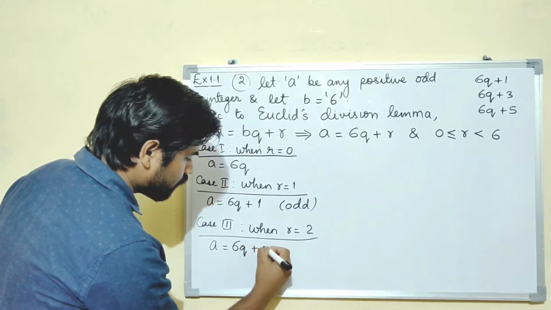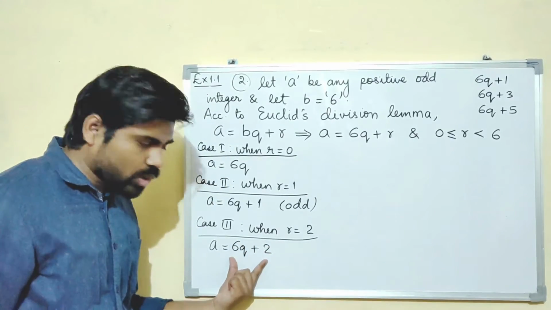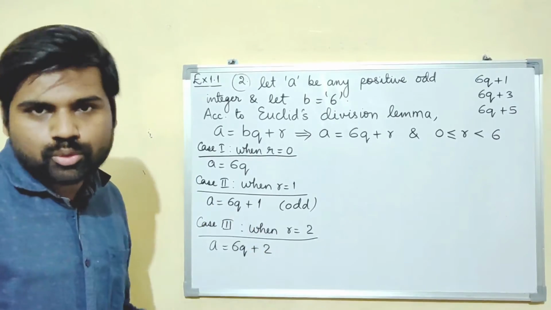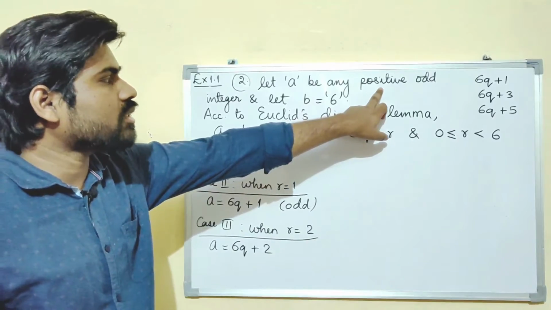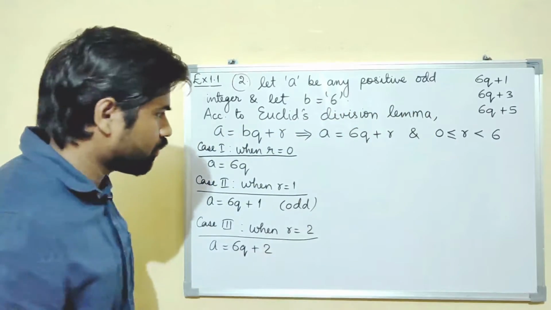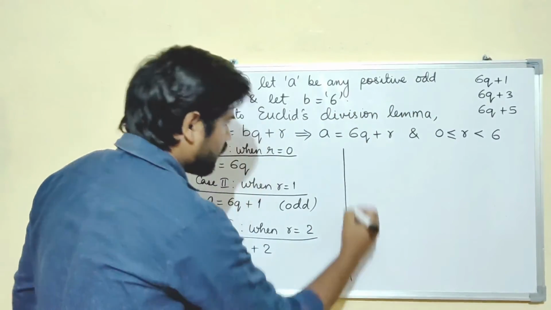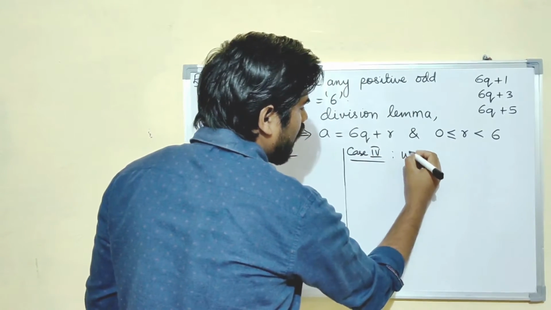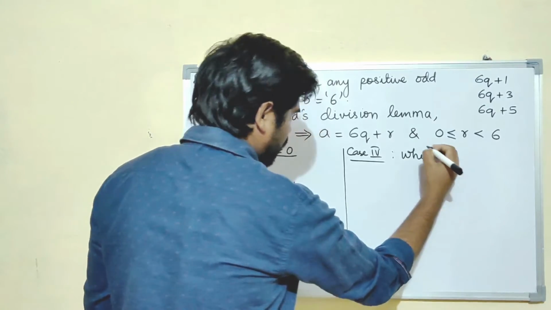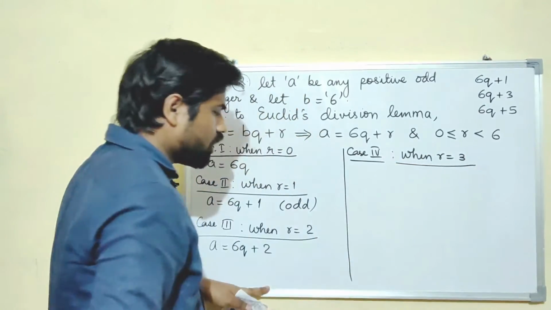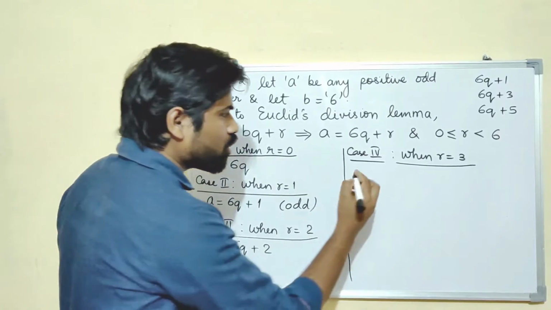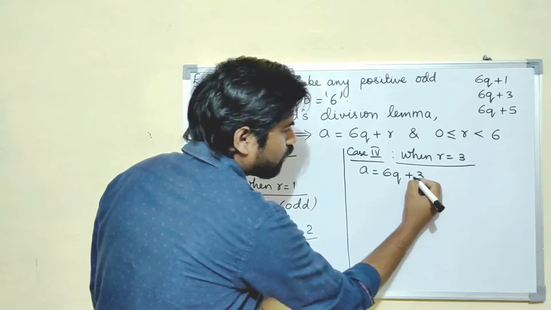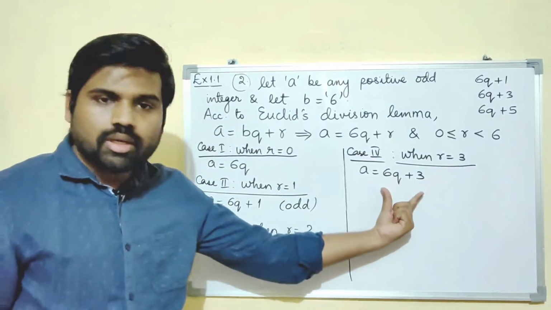As you can see, you can take 2 as common here. So that means this is even and it is of no use to us because we are only considering positive odd integers. Now let us see the fourth case, case 4, which says when r equals 3. When r equals 3, the number will be a equals 6q plus 3. Now can you take 2 common here?